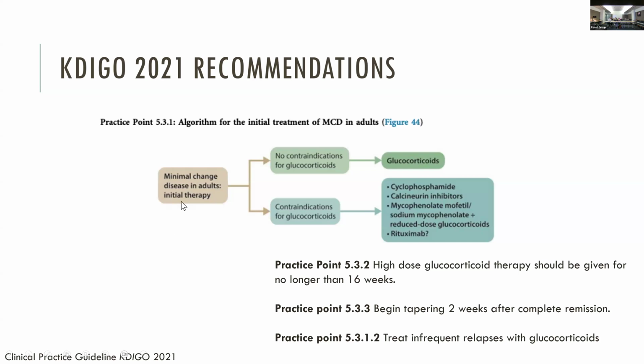So you have minimal change as initial therapy. If they don't have contraindications to steroids, KDIGO is still recommending steroids. If they do have contraindications, Cytoxan is still listed as number 1, probably because it has the most RCTs behind it. CNIs, mycophenolate, perhaps you can use, but as we saw in those other studies, they weren't superior to steroids alone, but perhaps that could help with steroid sparing. And now we're starting to include rituximab in the guidelines, saying maybe rituximab.